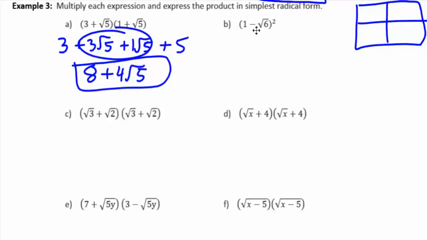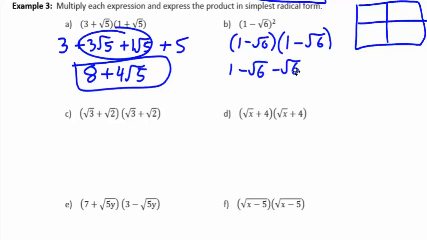This one is a binomial squared, so you really have to understand what that means. When you square something, it means to multiply by itself. So 1 minus radical 6 squared is 1 minus radical 6 times 1 minus radical 6. 1 times 1 is 1. 1 times negative radical 6 is negative 1 radical 6. And then I have the same thing in here, negative radical 6 again. That does not cancel to 0. And then radical 6 times radical 6, negative times a negative is a positive. Radical 6 times radical 6 is just 6.